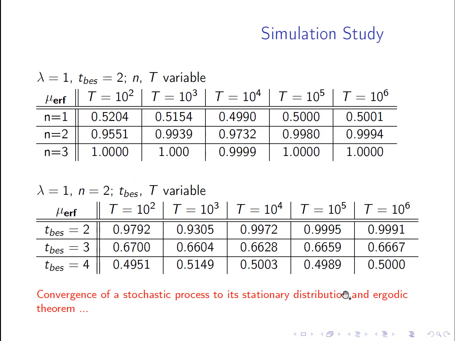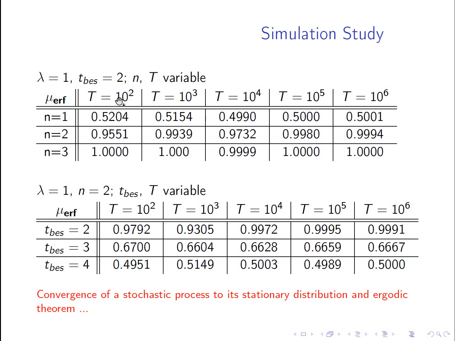And here's a small simulation study for it. Here we have lambda equal to 1 for the inter-arrival times. Here's the working time needed, and n and capital T are varied throughout the example. n was the number of lines we had, and T is the simulation horizon. Here lambda is equal to 1, t best is equal to 2, and n and T are variable. And here we have lambda equal to 1, n is fixed, the working time is variable, and the simulation horizon is variable.